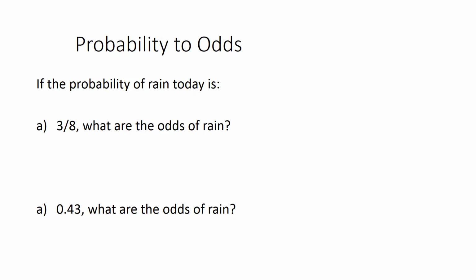Probability to odds. If the probability of rain today is 3/8, what are the odds of rain? So the total is 8. 3 to 5. Remember, if you add these together, you get the denominator, 8.